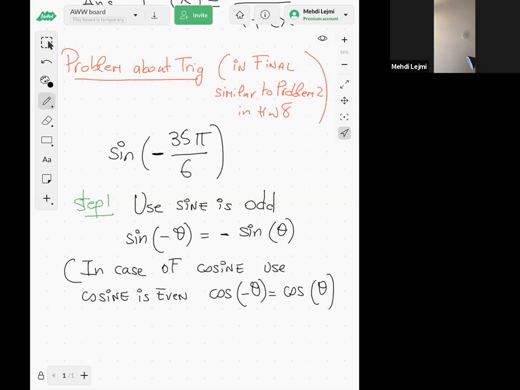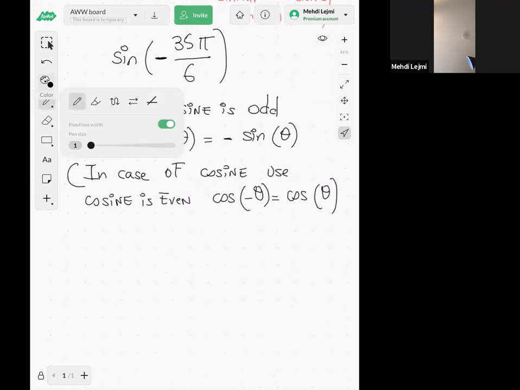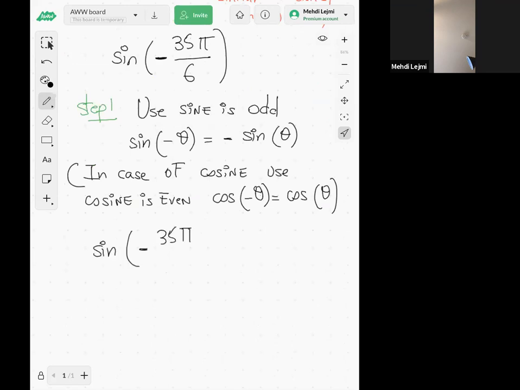All right. So the idea, guys, if you start with a negative angle, using the fact that sine is odd or cosine is even, you can always change it to a positive angle, right? So in this first step, sine of negative 35 pi over 6 is actually minus, because sine is odd, minus sine of 35 pi over 6. Okay, so you see it's positive now. So now I have to find this, it's minus, and sine of this positive angle. So now I got a positive angle.